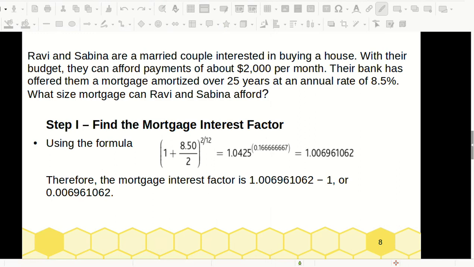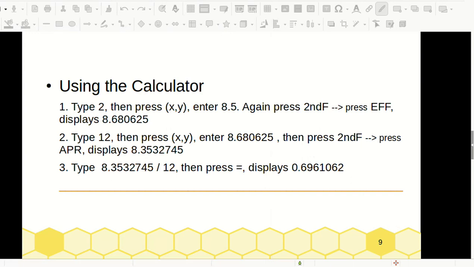The first step is to find the mortgage interest factor. This can be done by using the formula or by using the calculator. Let's see both the methods now. When using the formula, first divide 8.50 by 2 and then add 1 to the result. Now raise the answer to 2 divided by 12 and you would obtain a value of 1.00696. Now subtract 1 from that value. Therefore, the mortgage interest factor is 0.006961.